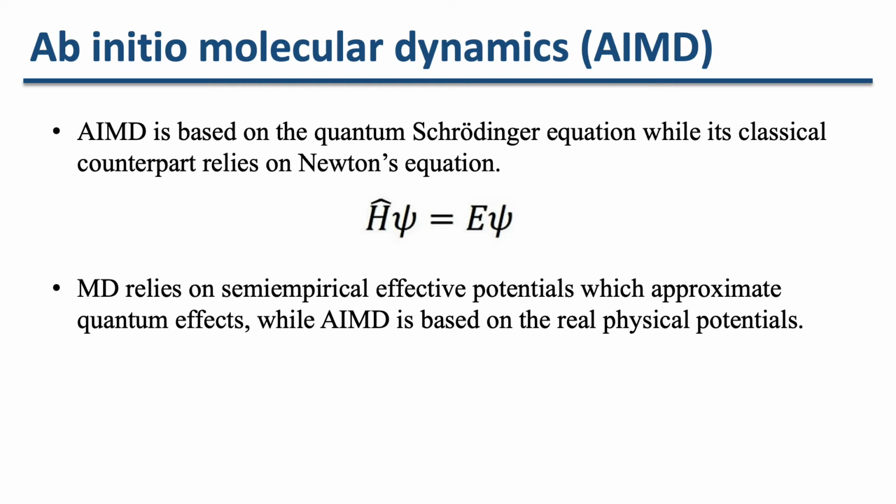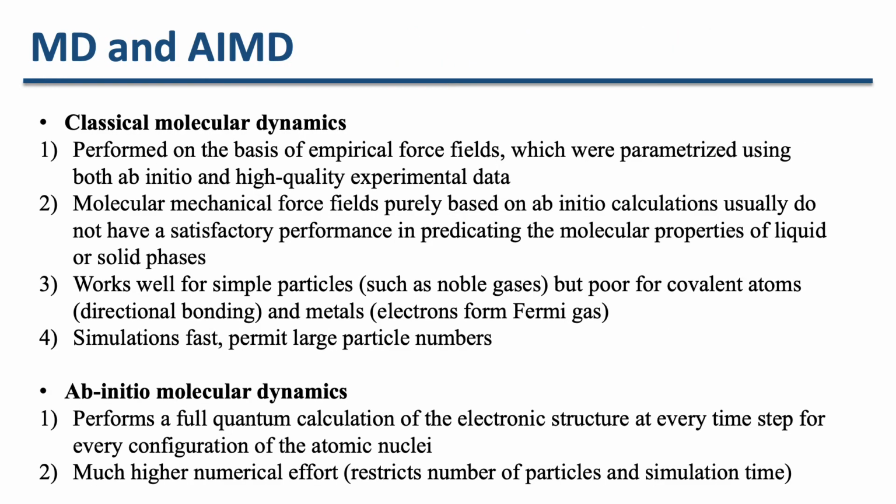Ab initio molecular dynamics is based on the quantum Schrödinger equation, while its classical counterpart relies on Newton's equation. Classical molecular dynamics relies on semi-empirical effective potentials, which approximate quantum effects, while ab initio MD is based on the real physical potential. So this is a comparison between two different molecular dynamics.